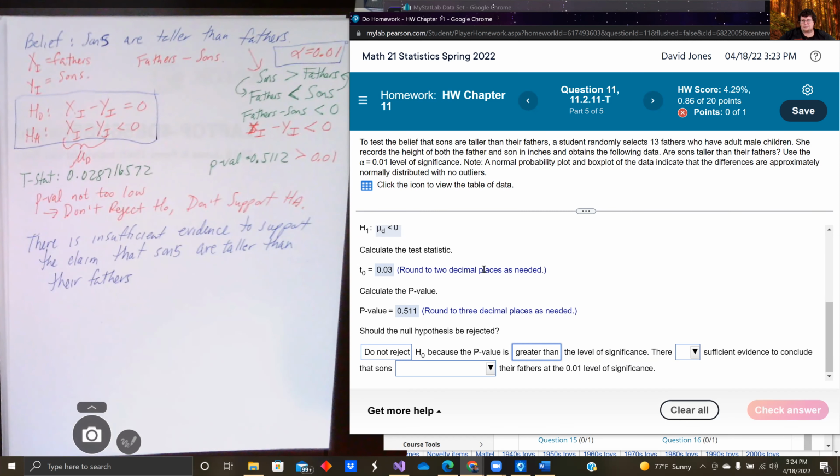It seems like a silly belief. Why would you believe sons are taller than their fathers? I mean, it does happen, but there's no reason that should just be a general rule of thumb. Otherwise, we would constantly be growing as a species. We'd be giants by now.